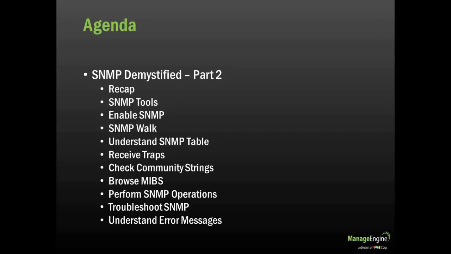We will then see how to perform an SNMP walk using Manage Engine MIB browser tool. We will get to understand the SNMP table with a set of OIDs in it. I will also demonstrate how traps are received. We will check the correctness of community string through the MIB browser tool. I will also show how to load MIBs and perform SNMP operations. Lastly, we will take a look at the standard error messages from MIB browser and how to troubleshoot them.